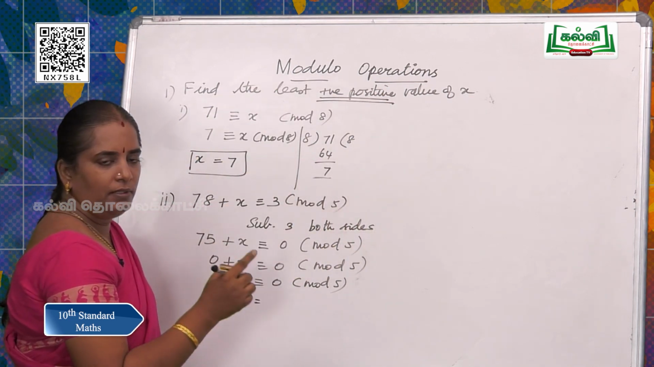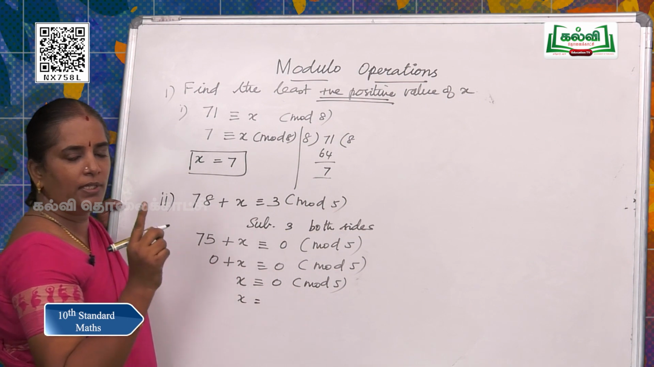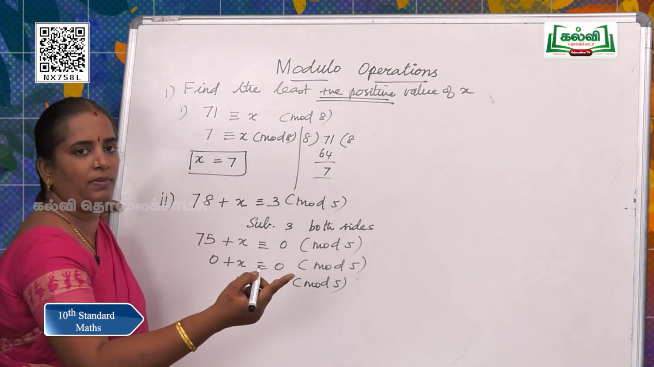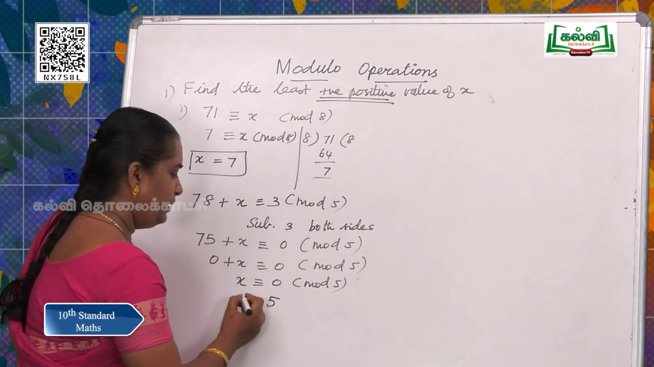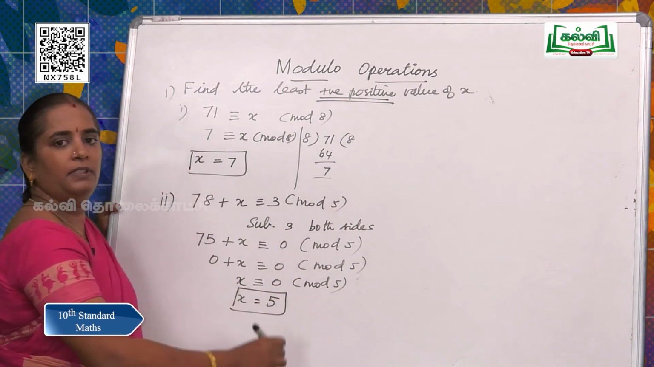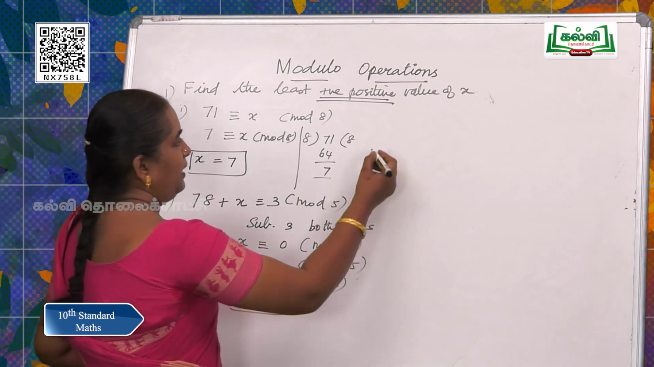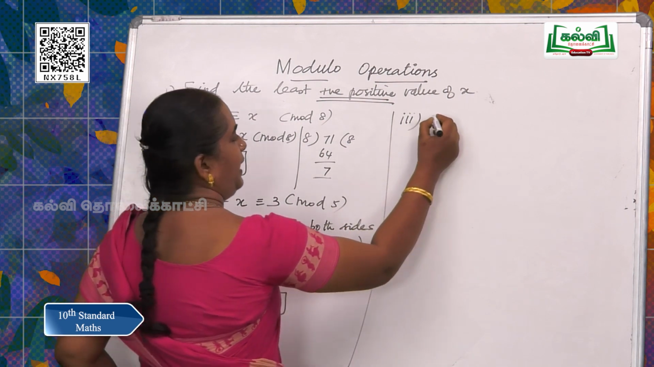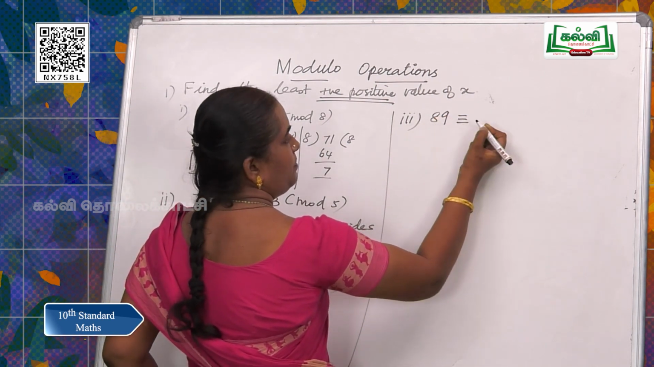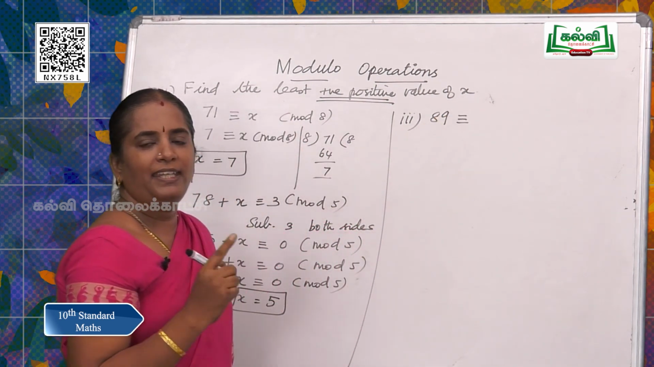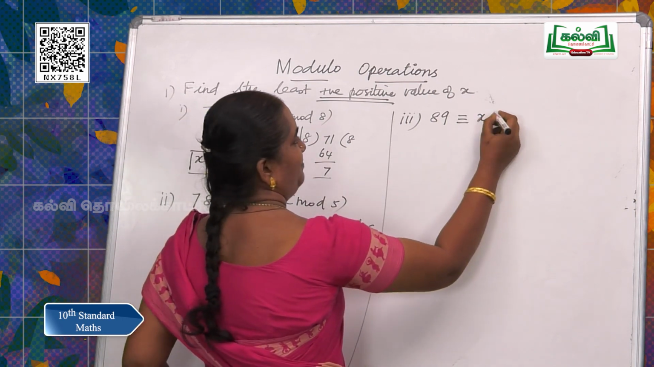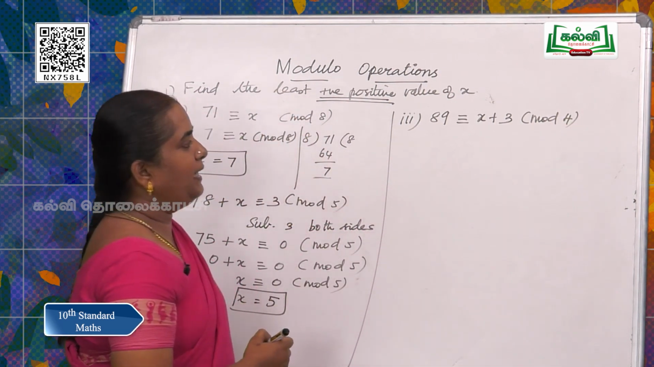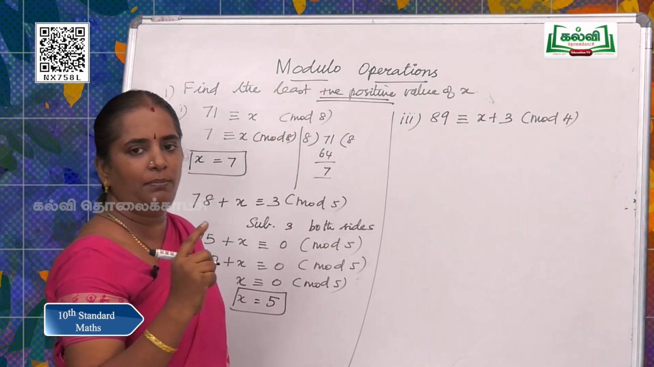If you take 0, that is not positive. 0 is neither positive nor negative. So, we have to move to the next one. So, let us take 5. So, x is 5. Okay, let us go to the third sum, which goes as 89 is congruent to x plus 3 mod 4.